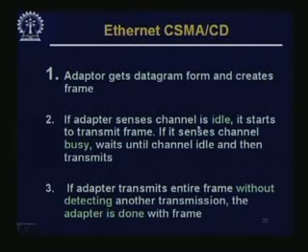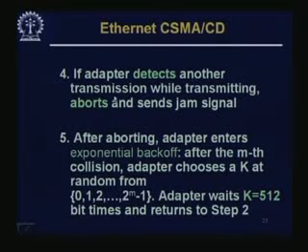If the adapter senses the channel is idle, it starts to transmit the frame. If it senses the channel busy, it waits until the channel is idle and then transmits. If the adapter transmits the entire frame without detecting another transmission, the adapter is done with the frame. If the adapter detects another transmission while transmitting, it aborts the transmission and sends a jam signal.